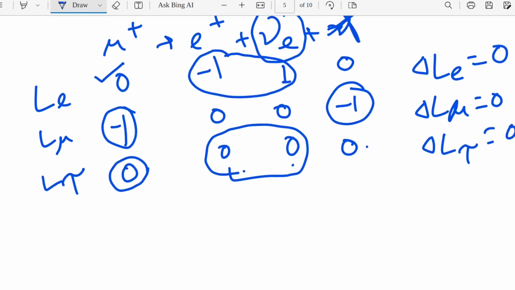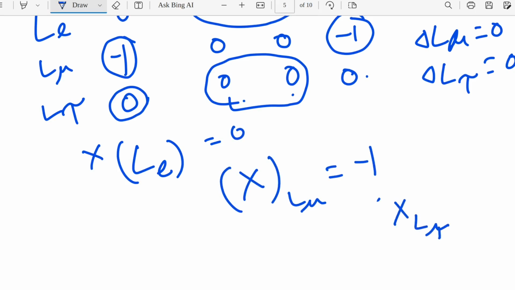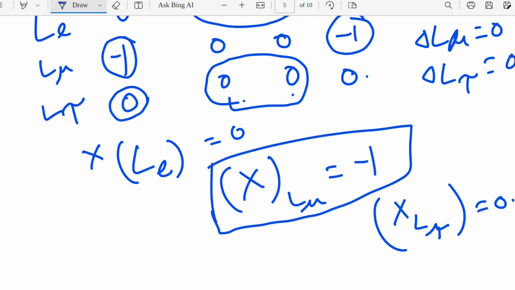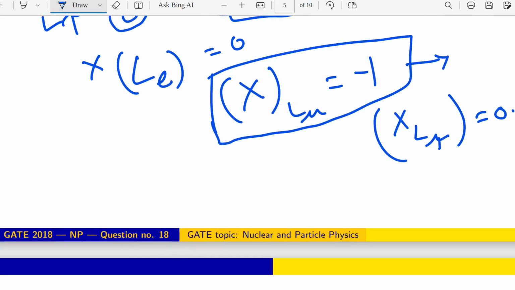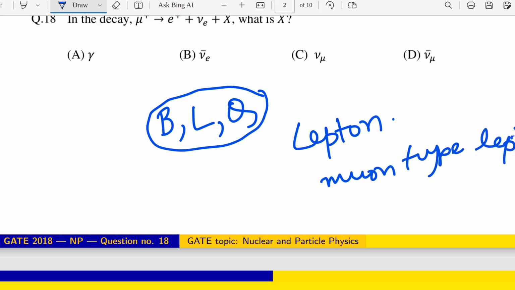So from this expression we can conclude that X of Le will be 0, X of Lμ will be -1, X of Lτ will be 0. So we can conclude that whatever X is, it will be a muon type lepton, and muon type here means it will be an anti-lepton. Adding all the conditions, we can say that X should be a lepton, it should be a muon type lepton, and it should be an anti-lepton.